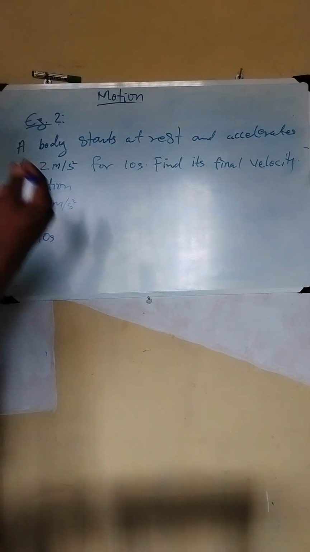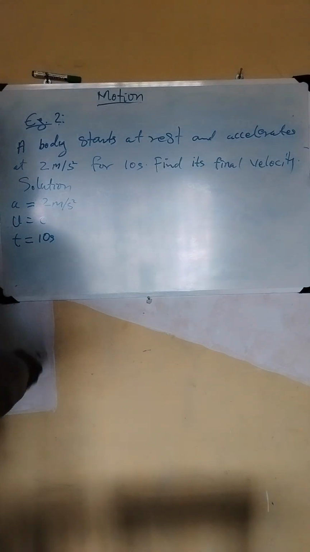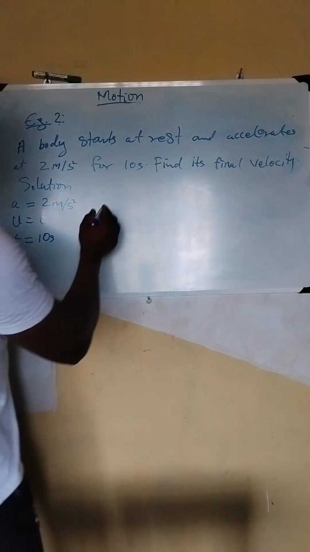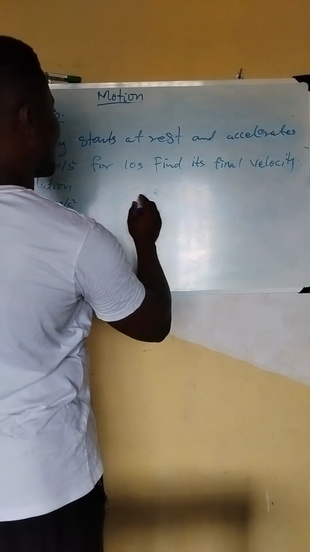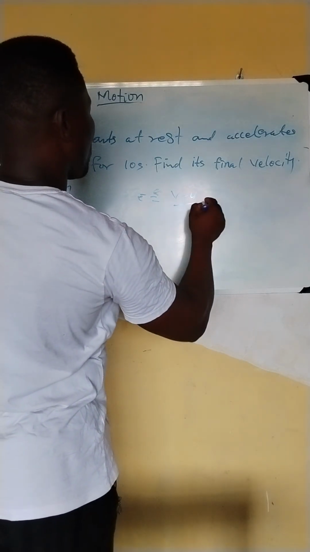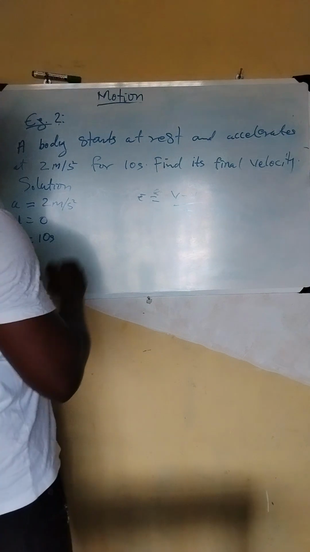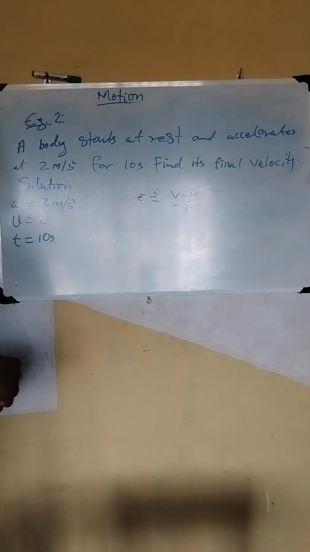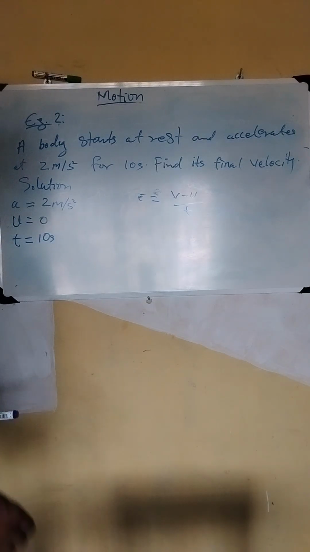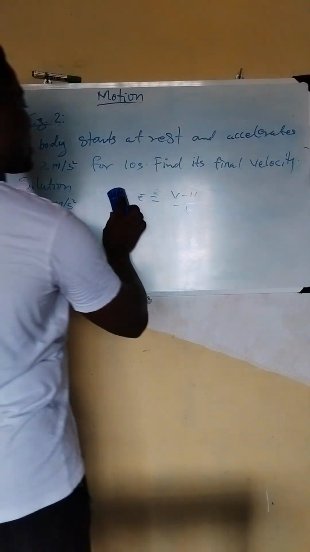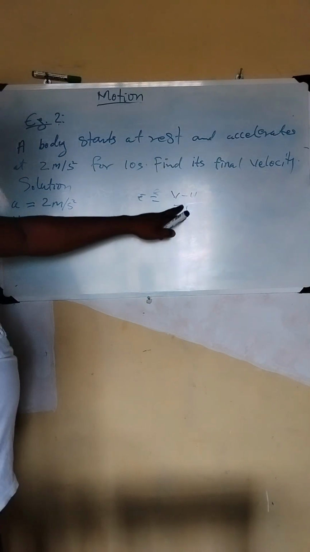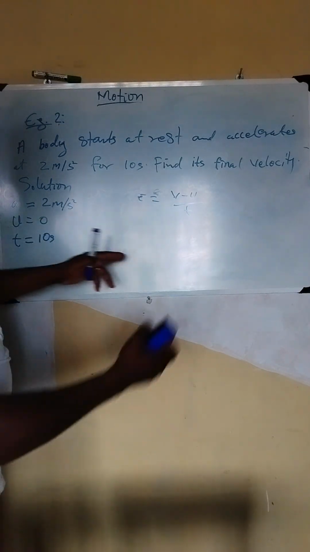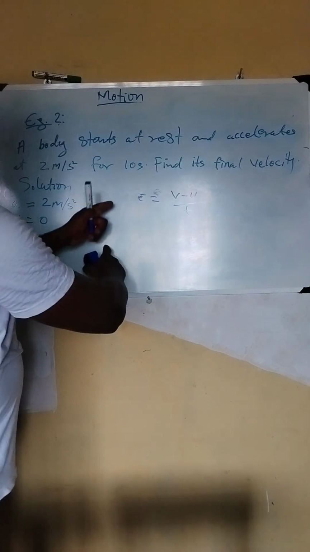You should think of the formula. What am I going to use to get this? If you consider acceleration equal to change in velocity, or you write that A is equal to V minus U all over T, you will not get it directly because you are looking for the final velocity. If you cross multiply, the first equation of motion is gotten from here. So you can still get it if you substitute these values.